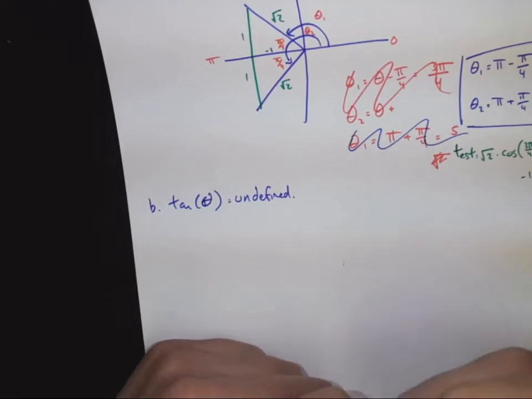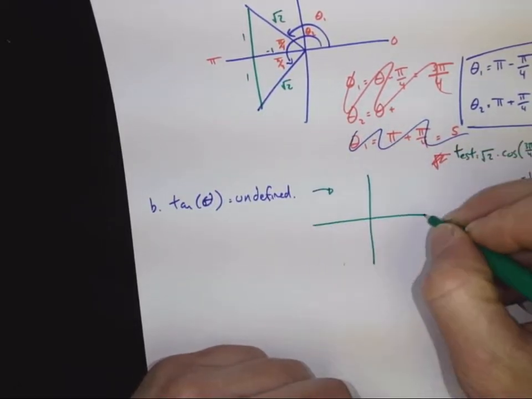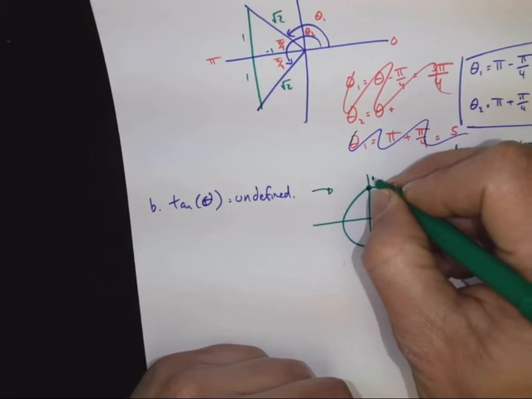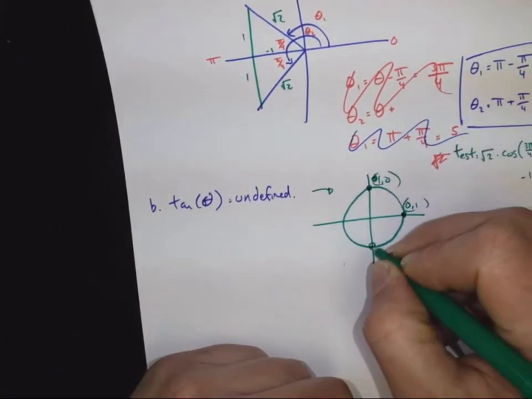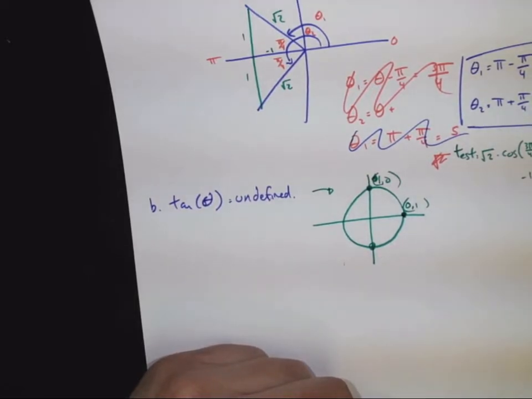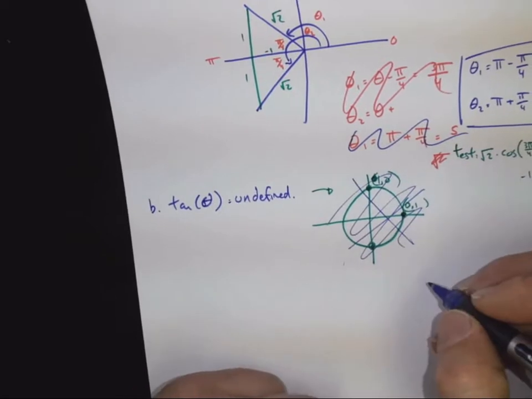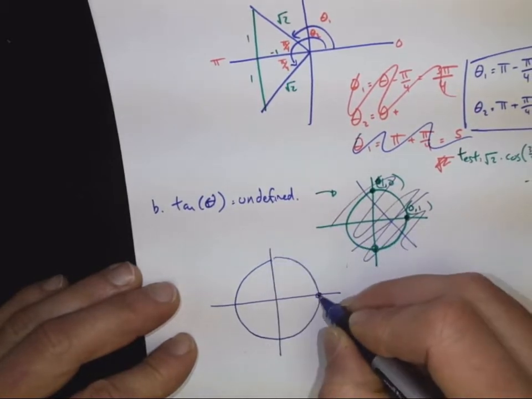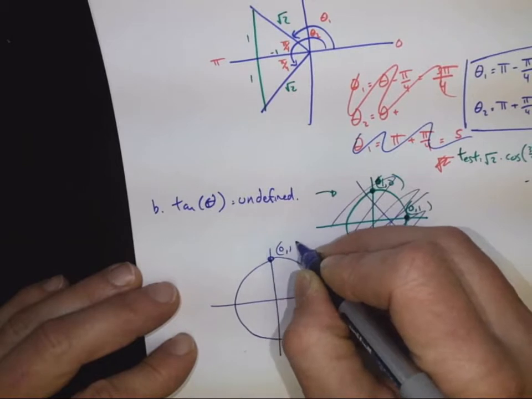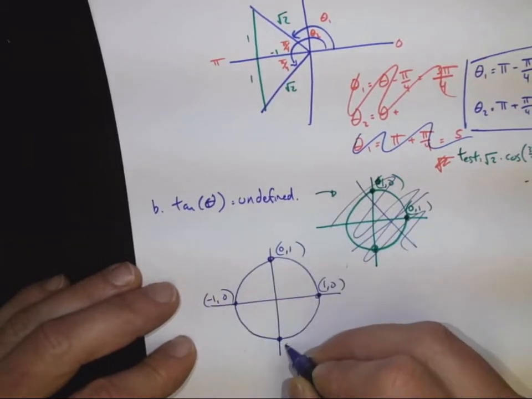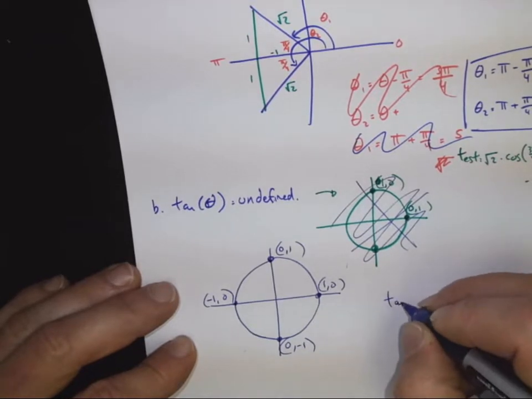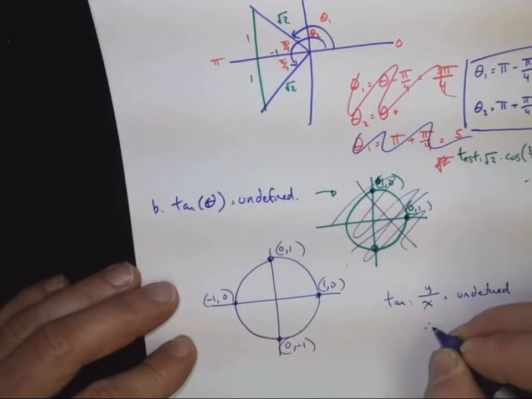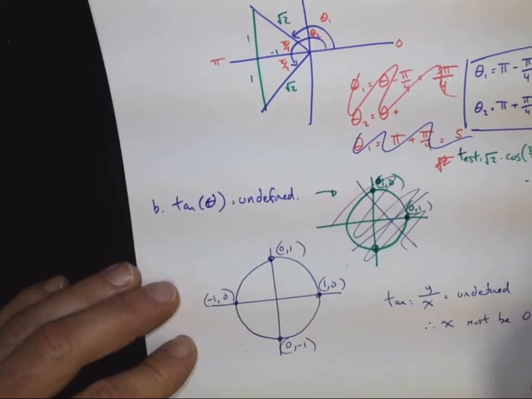So we remember that we get undefined values from the unit circle when we divide by 0, right? So I'm going to label up all of our unit circle points. Well, I'm going to do it correctly this time. So this is the point 1, 0. This is point 0, 1. This is the point -1, 0. This is the point 0, -1. And we have to remember that tan is always equal to y over x. And that is undefined. So therefore, x must be 0.